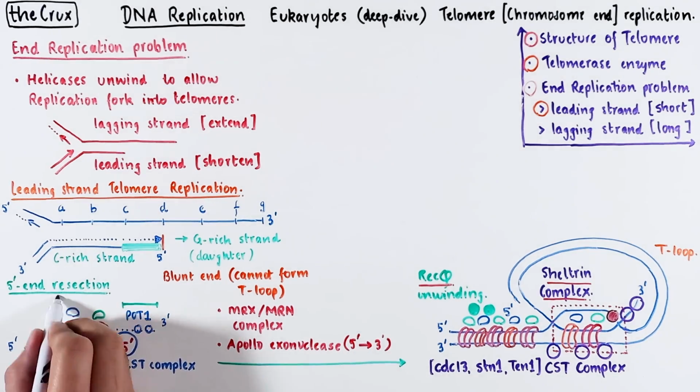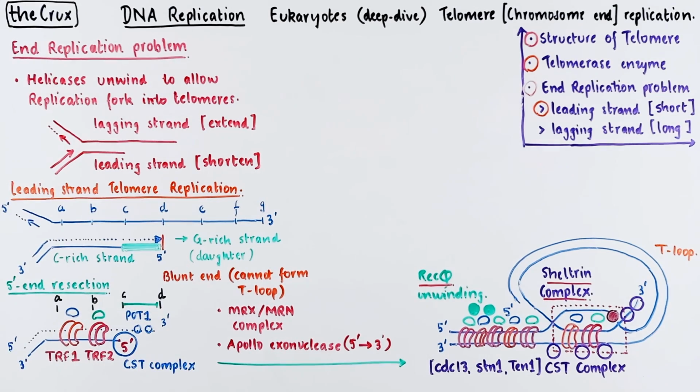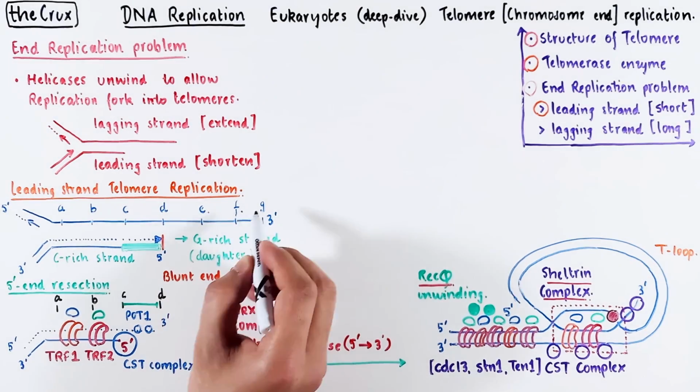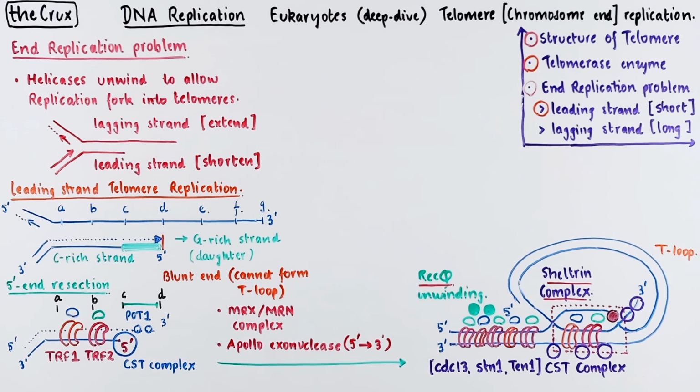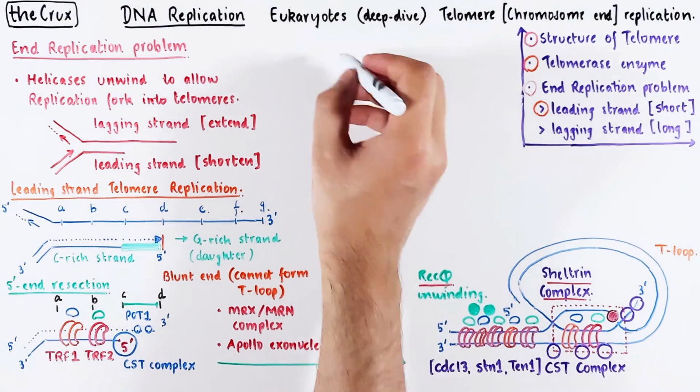But if we pay attention to the positional markers, we notice that the E, F, and G positions on the original leading strand are now missing, since they were removed. So the telomere has shortened.